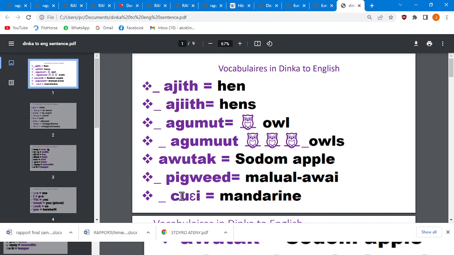Shui means Mandarin. Yeah, Mandarin is called Shui. What sometimes depending. Yeah, Shui.